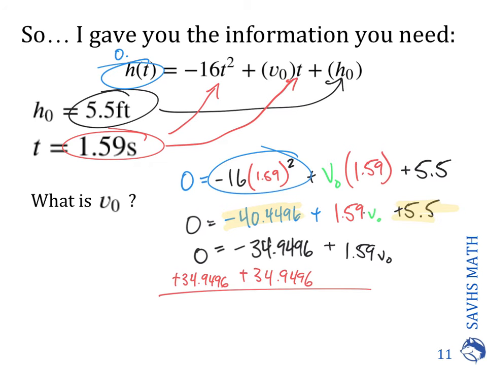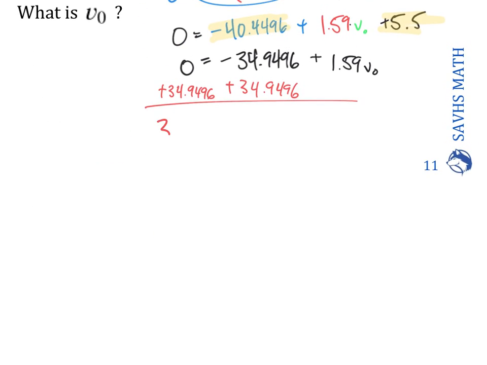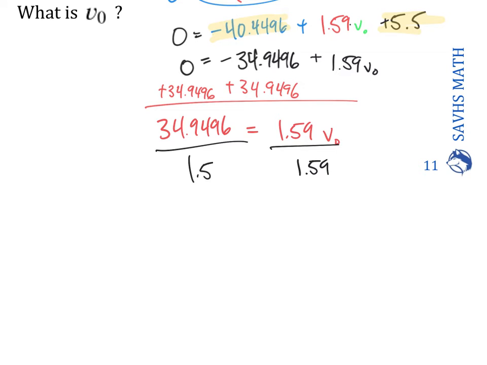And I get 34.9496 equals 1.59 v naught. Divide both sides by 1.59. And I get v naught is equal to 21.98 feet per second.